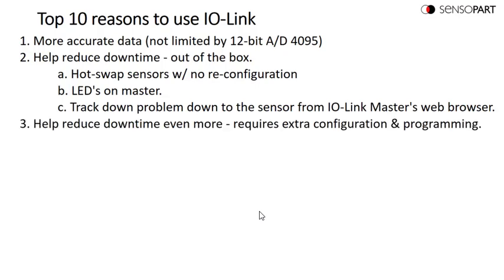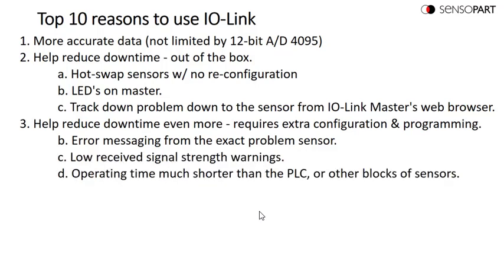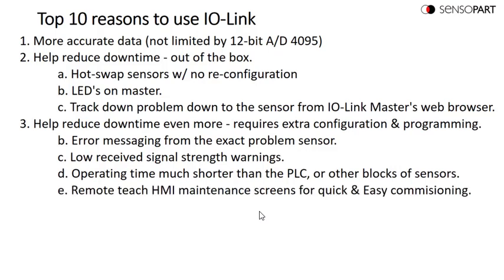You can reduce downtime even more with some features that require some extra programming and configuration. So if you're a consultant or integrator, here's your opportunity for value added. Error messages have to be configured on the HMI. There may be some PLC programming, for example, the low signal strength warnings. Every IO-Link master keeps track of how long it's been powered up. Many also have how long each port has had a sensor attached. So that information could be used with a little programming for some extra diagnostics.